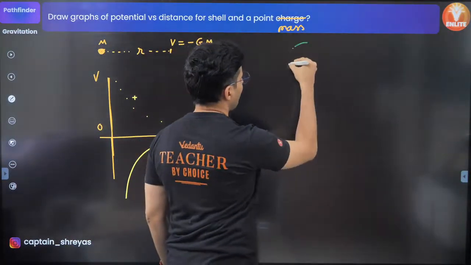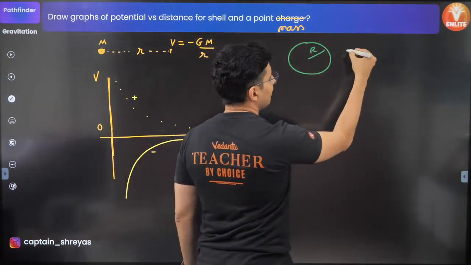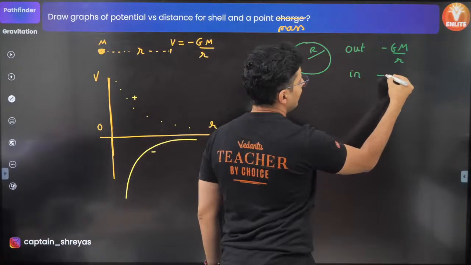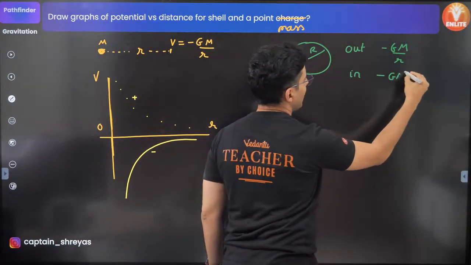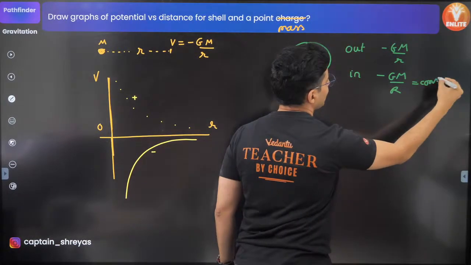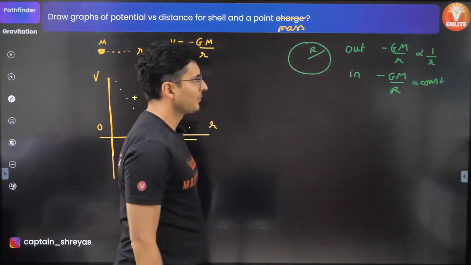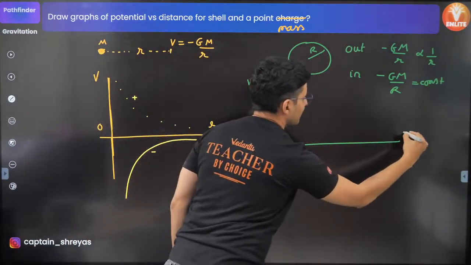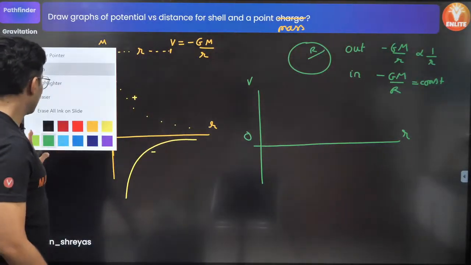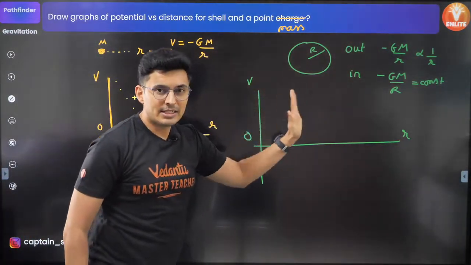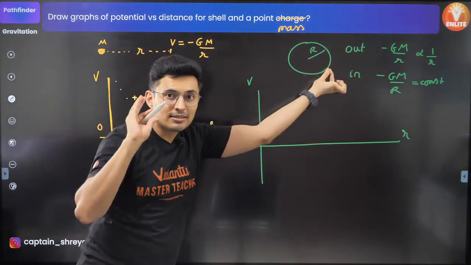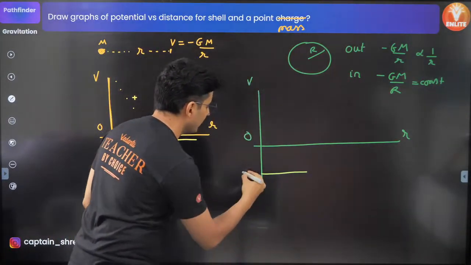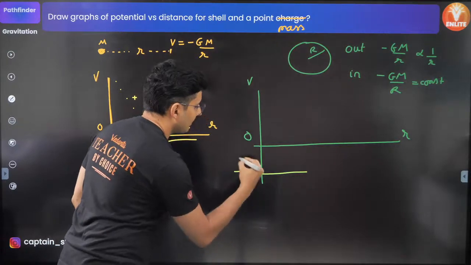Now for the shell, if you remember correctly, of radius R, when you are outside, then it is minus GM by small r, but when you are inside, it is minus GM by capital R, which is constant. Here it is inversely proportional to r. Now just make use of this fact and start drawing the graph. This is potential, this is distance, this is 0. First of all, when you are inside, that means till the distance reaches the radius, it is constant and negative constant. So just draw a horizontal line and this will be minus GM by the radius.